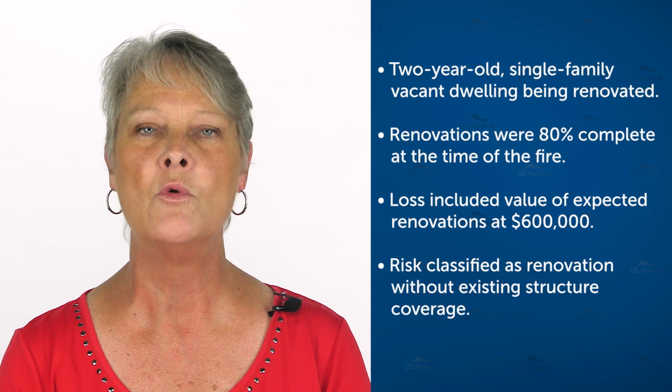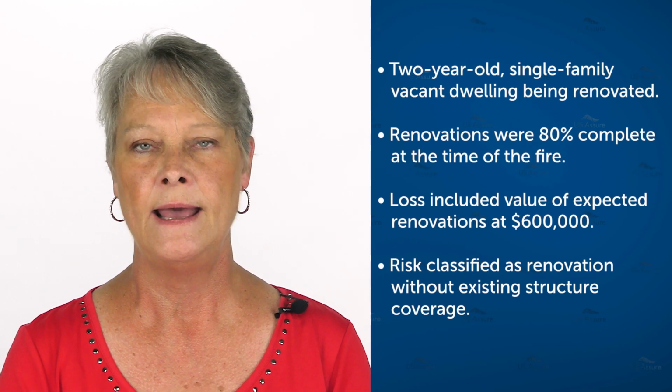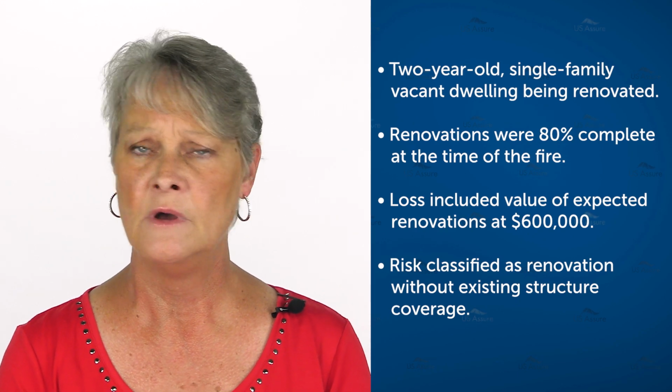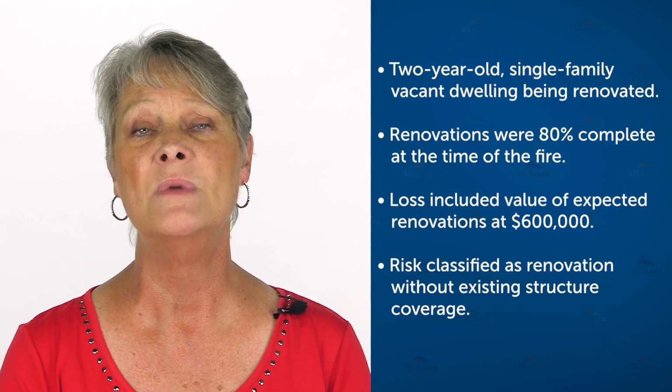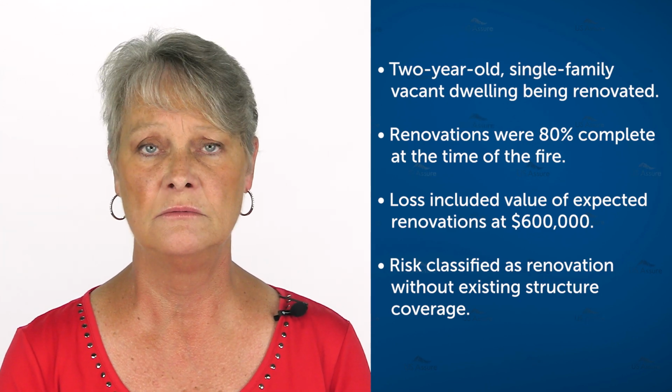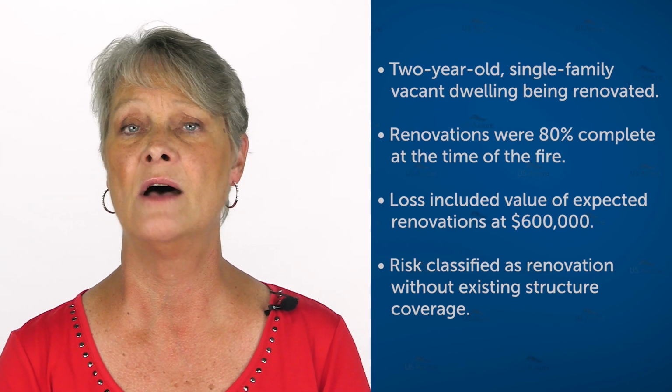So we had a remodeling policy that was written, and it was on a 2-story building. The remodeler policy was selected. It was remodeling excluding existing structure. The limit was provided at $600,000. So far, so good.